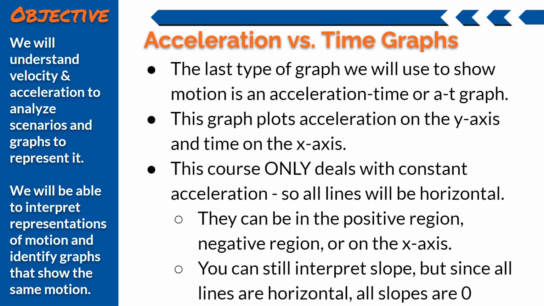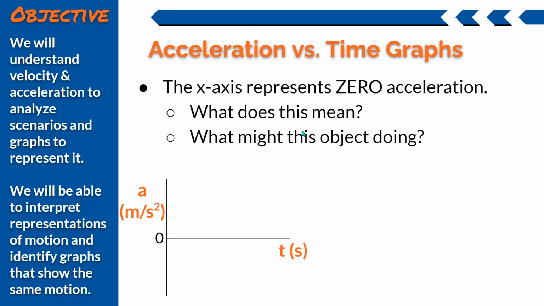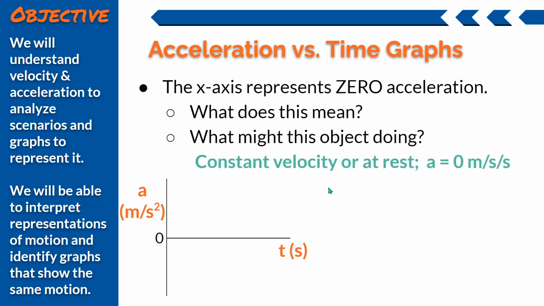Is this constant acceleration? No. Okay, but you won't have to do any calculations. They can be in the positive region, negative region, or on the x-axis. You can still interpret slope, but since all lines are horizontal, all of our slopes will be 0. All right, so again, the x-axis represents 0 acceleration. We're going to sketch out some AT graphs. 0 acceleration, what does that mean? Okay, it means the object has constant velocity or it's at rest.